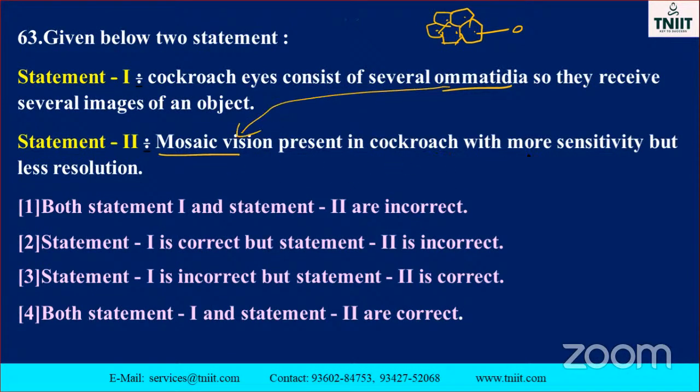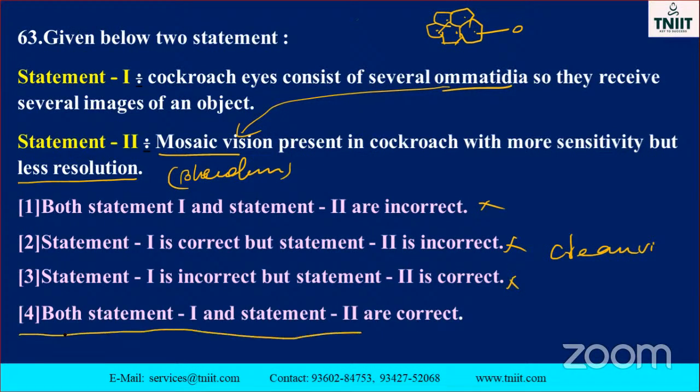The cockroach has more sensitivity but less resolution. This is also a blurred image. Okay, it is not a clear vision, because of the presence of ommatidia. So both the statements are correct. Both statements being incorrect is the wrong option. Statement one is incorrect, so that will not come. So the option is the correct option.